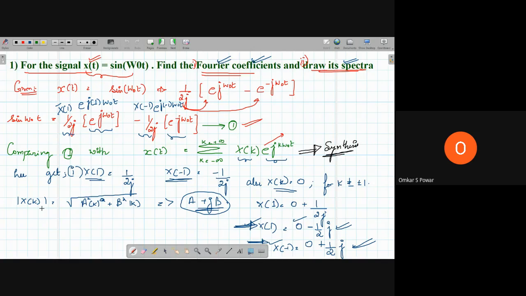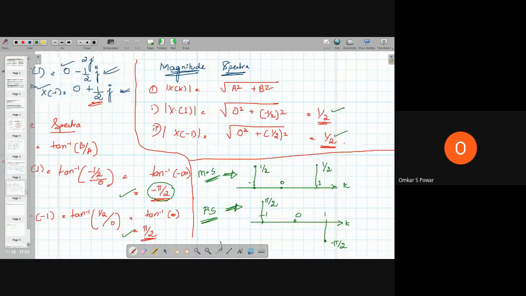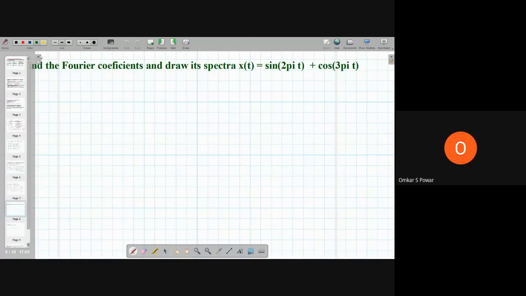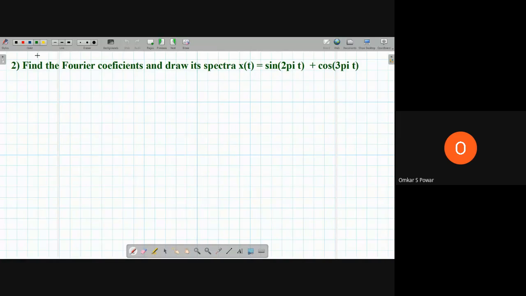Then what did I do? For magnitude spectra, magnitude of x of k is equal to root of a squared plus b squared. Angle is equal to tan inverse of b by a. Then using that I have plotted it. Okay. So now let me take you to another example. We have to solve different kinds of problems. There is no point in solving, like, if I could have taken the second problem as cos, I would have done it. I do not like that. If I solve different kinds of problems, you will also get an idea. Okay. So now let us find the Fourier coefficient and draw the spectra. So the question is the same.